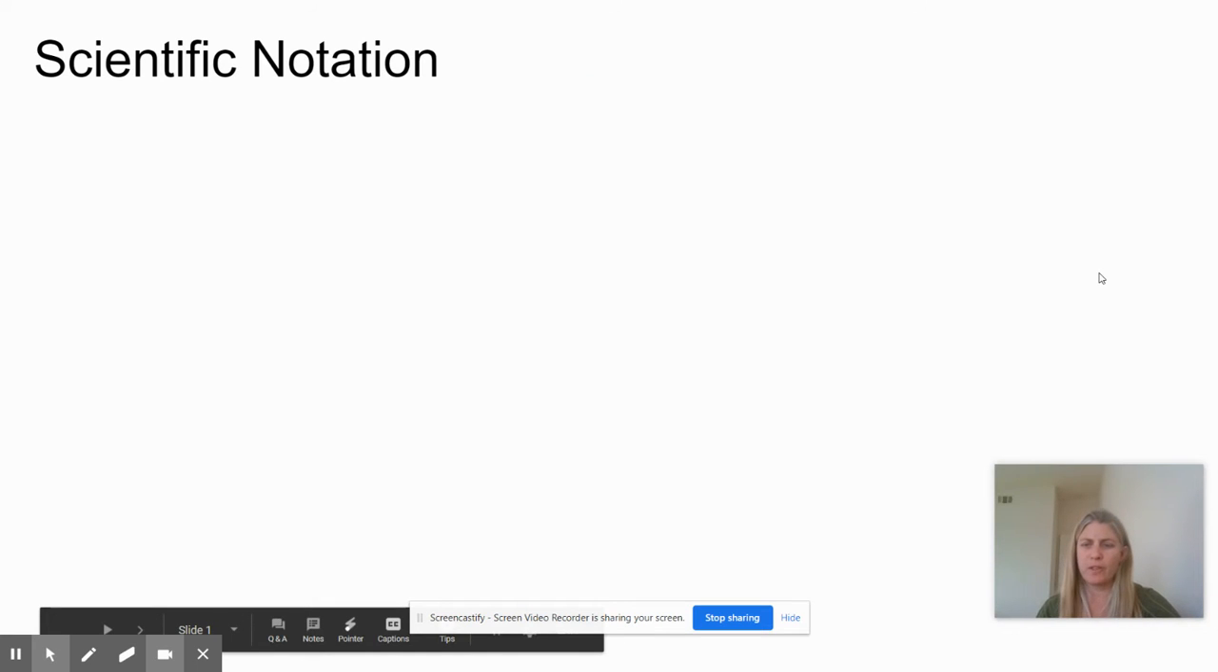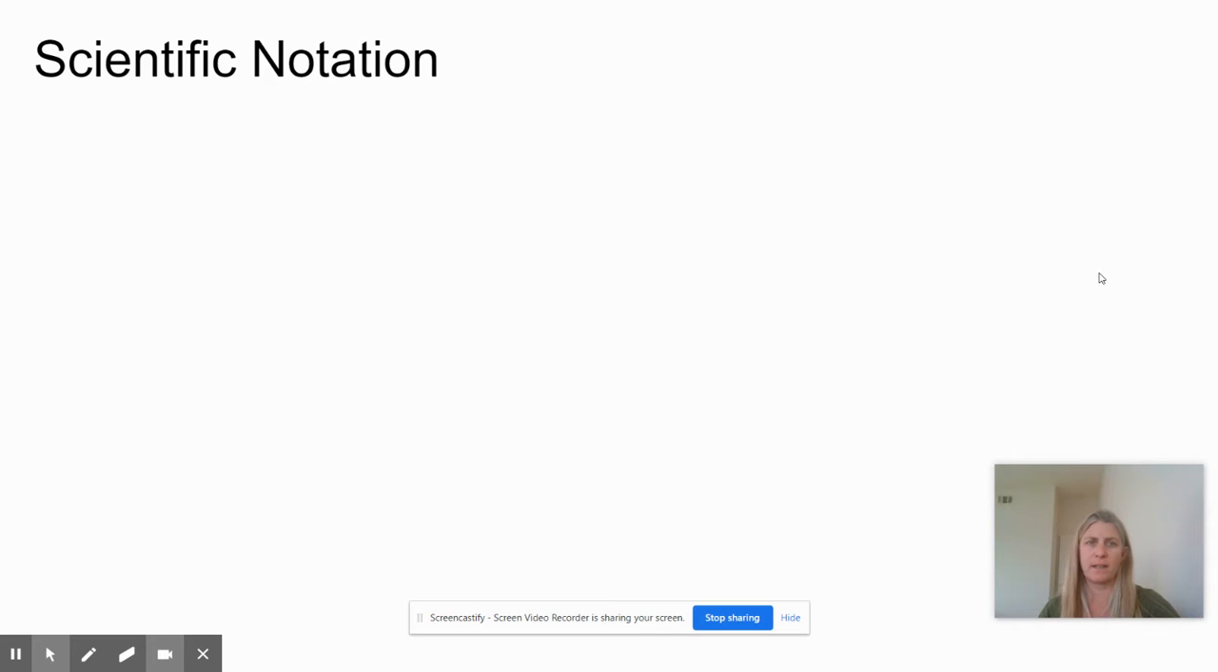Today we're going to review scientific notation from ninth grade. Basically, scientific notation is what scientists use when we're dealing with numbers that are really, really big, like the size of a planet, or numbers that are really, really small, like the size of an atom. So this makes them very easily recognizable without having a whole bunch of digits all in a row, and it makes it easy to compare them.